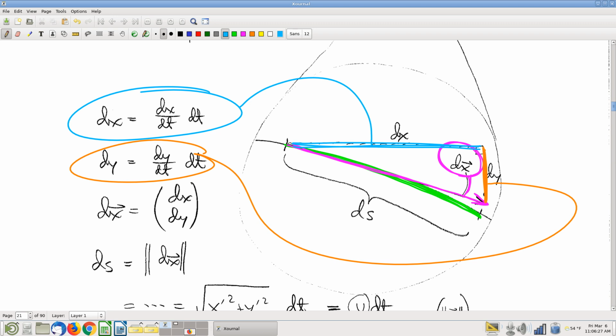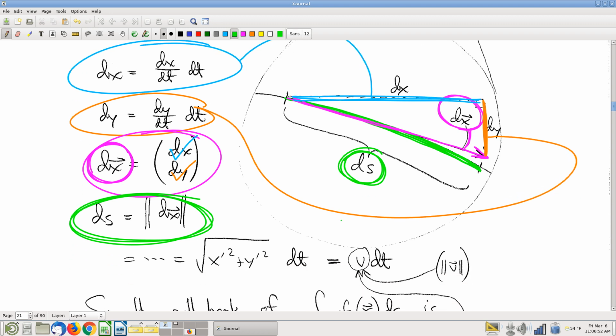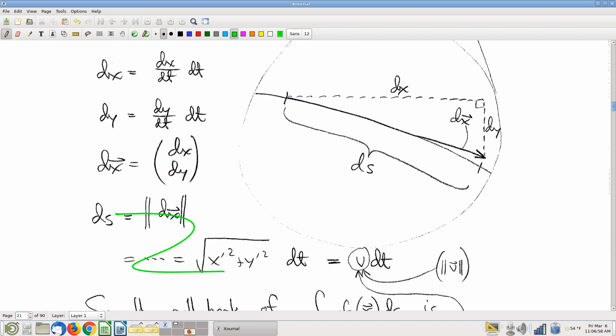Right? Well, then, good news. The dx vector that I'm trying to understand has components, which are the dx and the dy that I just wrote down formulas for. The ds scalar that I'm interested in, the length of that piece of curve, is the magnitude of that dx vector in purple. And, crunch it out algebraically, and the final punchline is v dt. So this is ds.